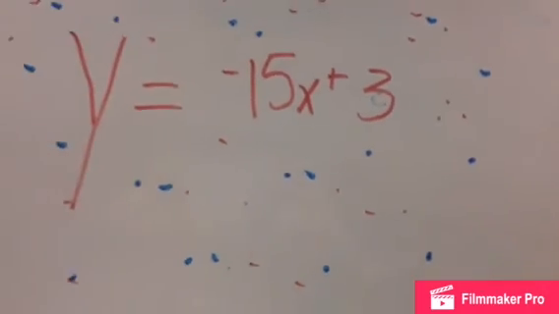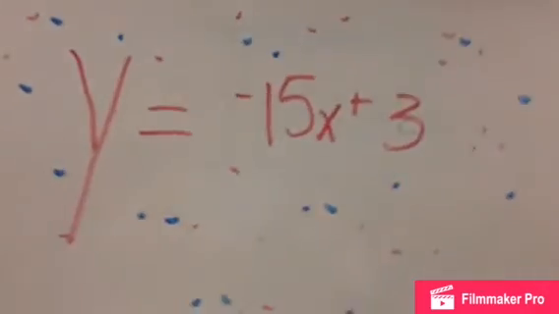Finally, I put the variables in and I get y is equal to negative 15x plus 3. This is my linear equation.